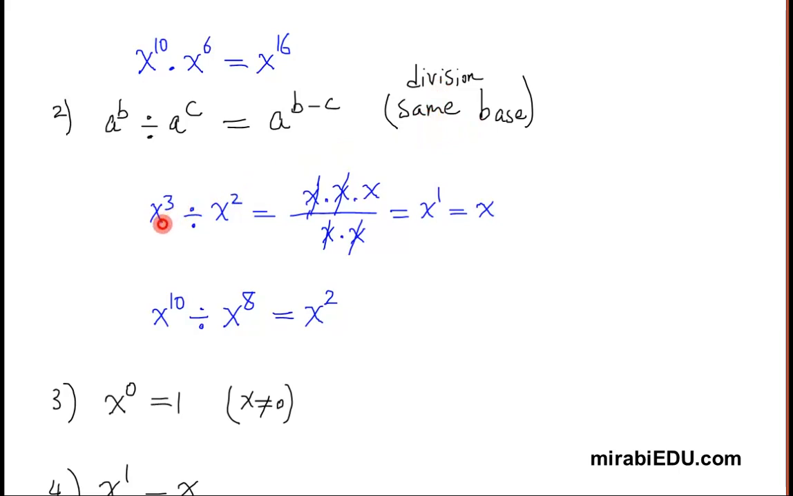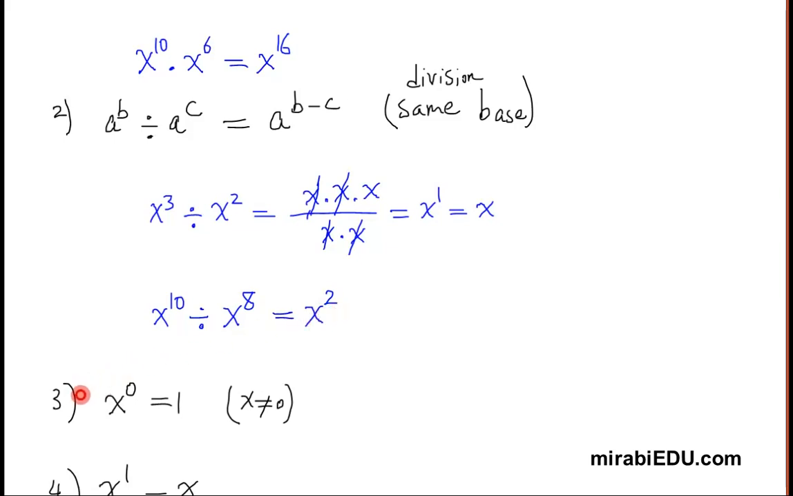So x cubed divided by x squared will be, in the numerator we have x times x times x, in the denominator we have x times x. So we have simplified here, only 1 x remains, x to the 1, or x. This is why the powers are subtracted from each other. As an example, x to the 10 divided by x to the 8 will be x to the 10 minus 8, which is x to the 2, or x squared.